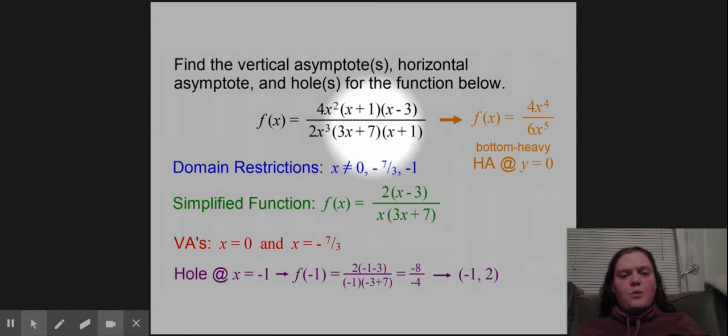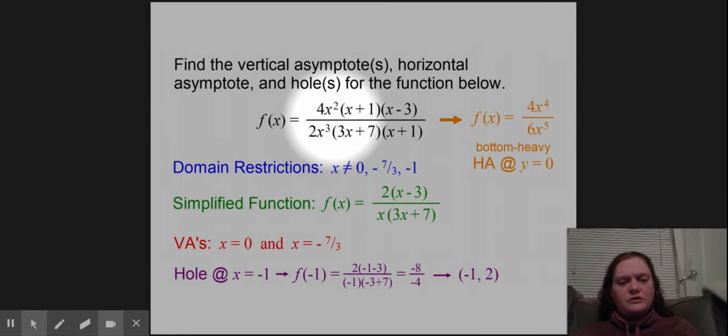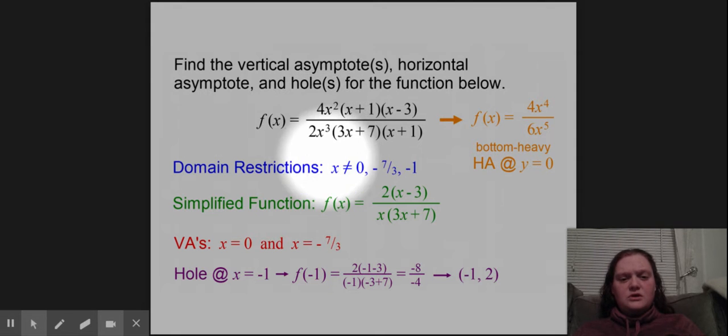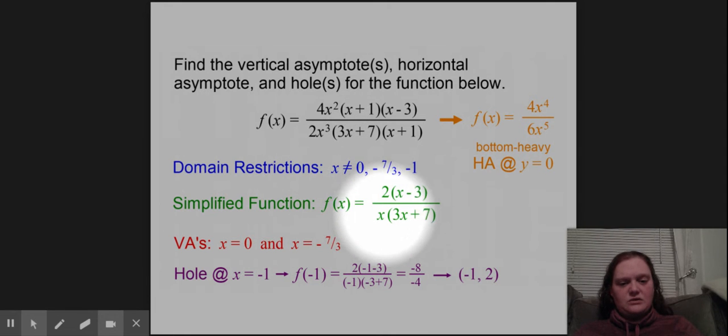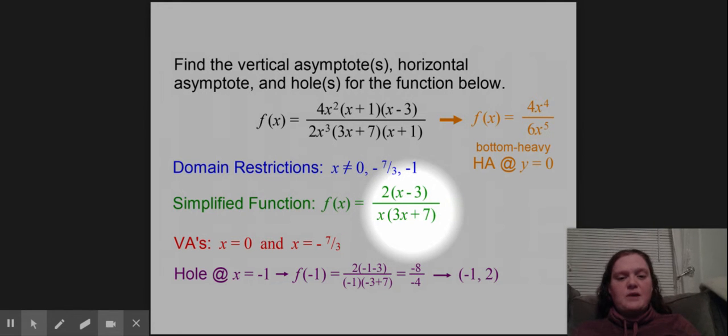Then we want to look at, well, what reduces here? And this is where you've got to be careful. The x plus 1s are easy to see that they cross off. Then you've got a 4x squared and a 2x cubed. So 4 over 2 is a coefficient of 2, which you see up top. And then x squared over x cubed, those mostly reduce off, but there will still be a single x left in the denominator. That's where my single x down here came from. The x plus 1s are gone, and I'm left with an x minus 3 up top and a 3x plus 7 on the bottom. So this is the simplified version.